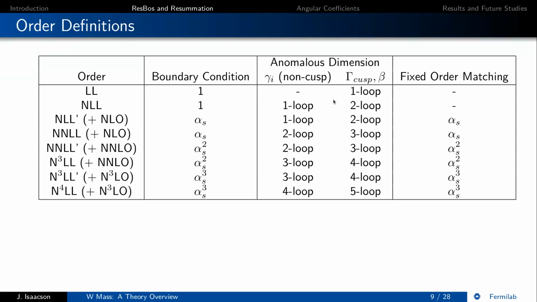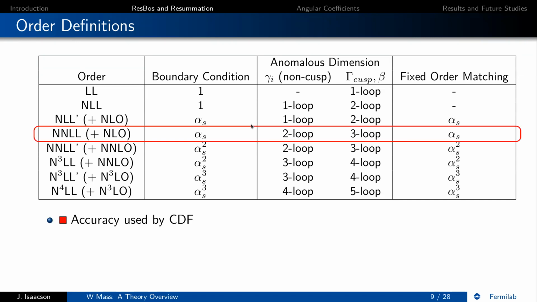I just want to point out some features. You'll notice that, starting at next-to-leading log, the cusp anomalous dimension is always one order higher than the non-cusp anomalous dimension. And you'll notice that the difference between the unprimed, NLL, and NLL prime is simply the order to which the boundary condition is calculated. NLL has the boundary condition one order below the non-cusp, whereas the prime means it's the same order as the non-cusp.